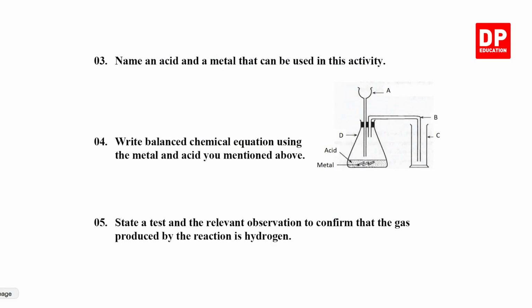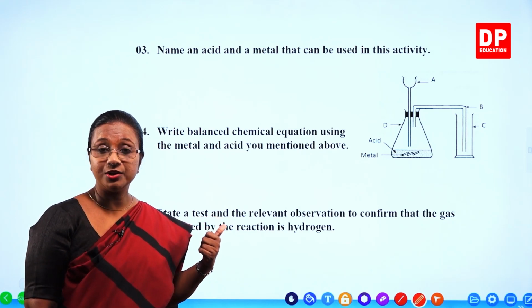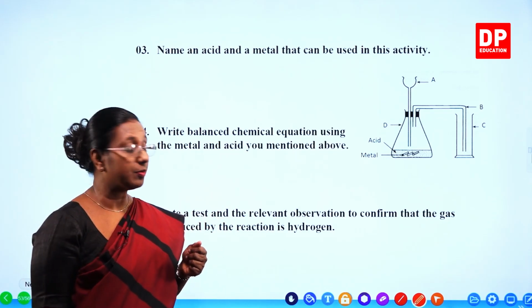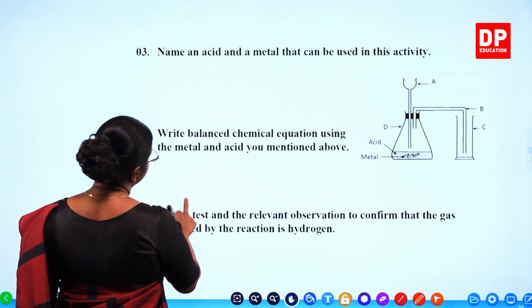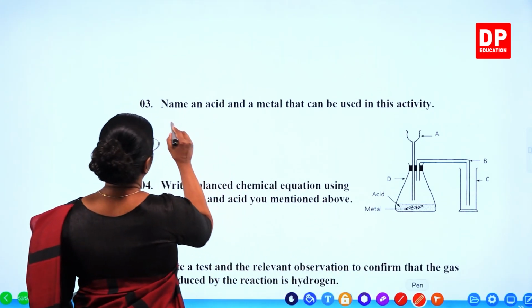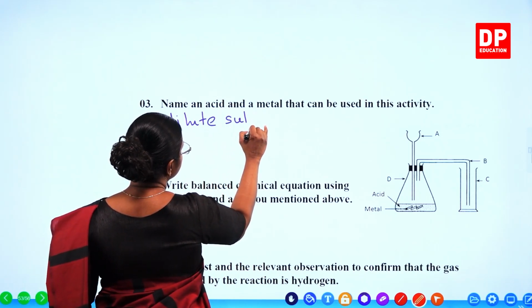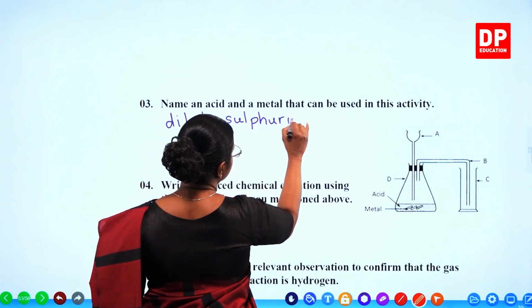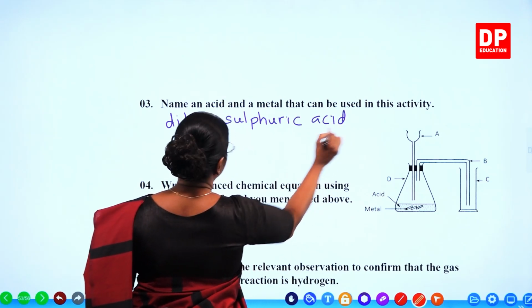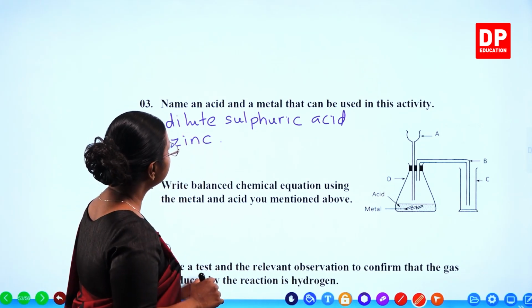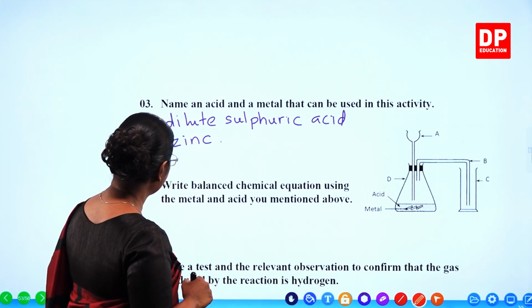Third one, name an acid and a metal that can be used in this activity. So already I told you all it can be dilute hydrochloric acid or dilute sulfuric acid and magnesium or zinc. So I will say dilute sulfuric acid, and zinc, the metal.